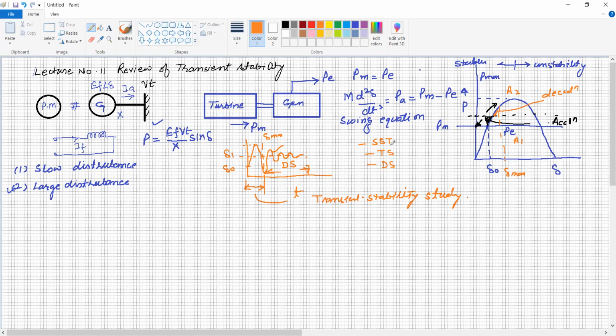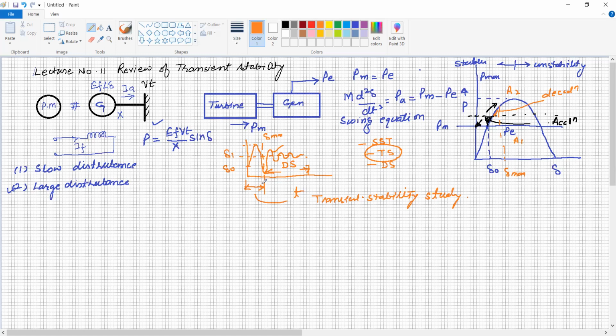Steady state stability is the stability where the change in parameter or the change in mechanical input, and hence the change in electrical power, is slow and small. Transient stability covers the sudden and large disturbance. And the way of tracking to its final position, that brief period, is nothing but the dynamic stability.